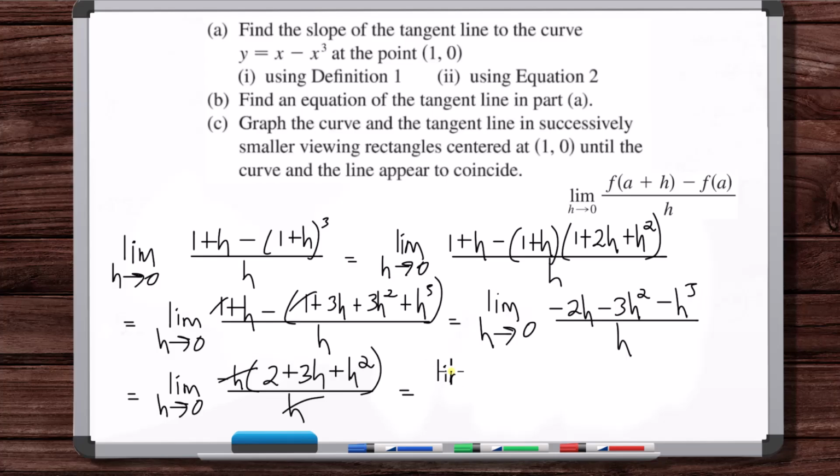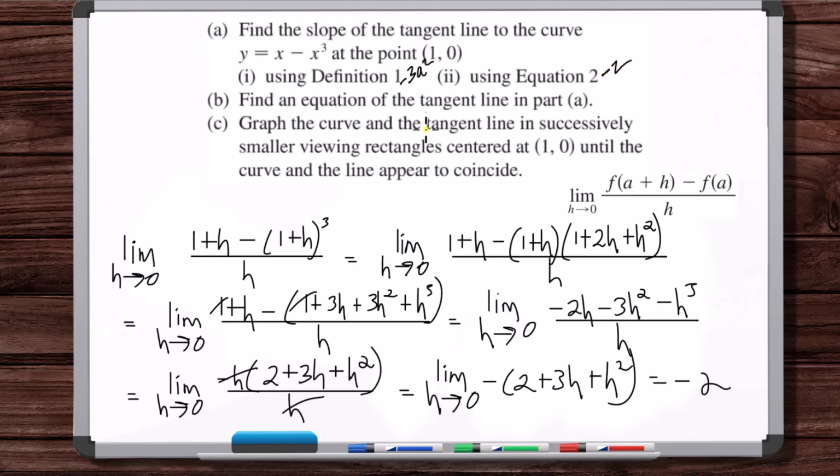So you've got minus 2 plus 3h plus h squared. Now plugging in 0, you get minus 2. So we had minus 3a squared, and now this is minus 2.